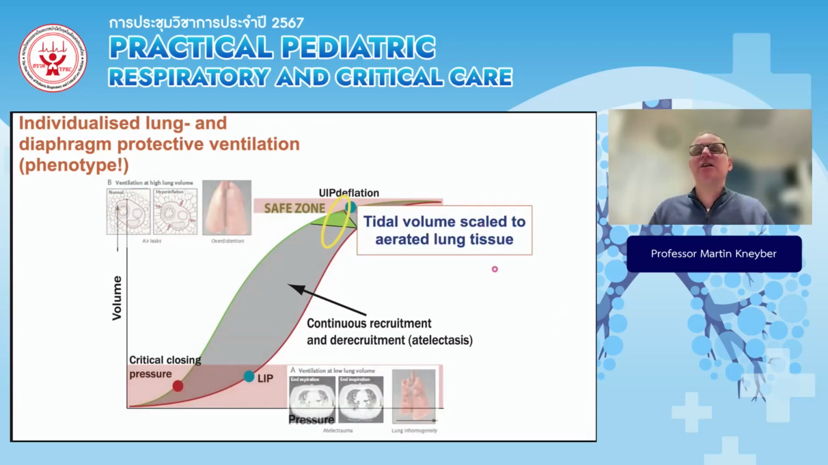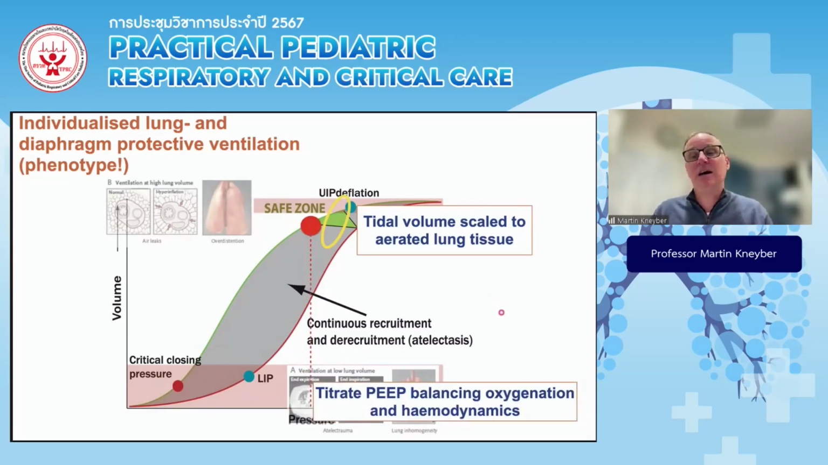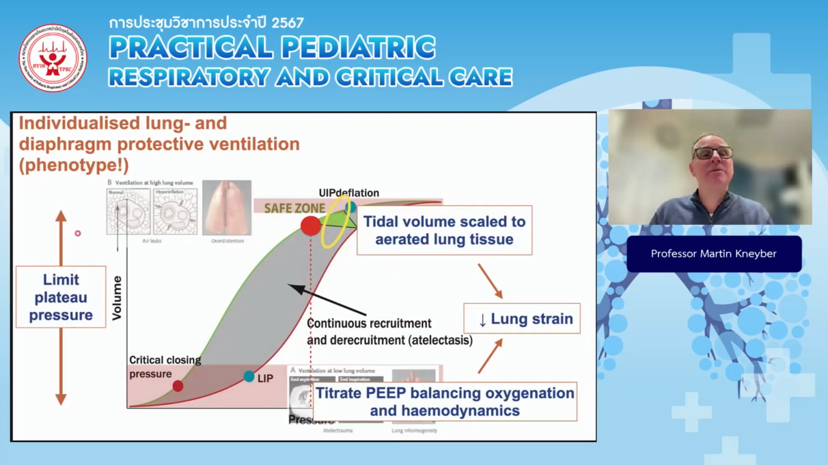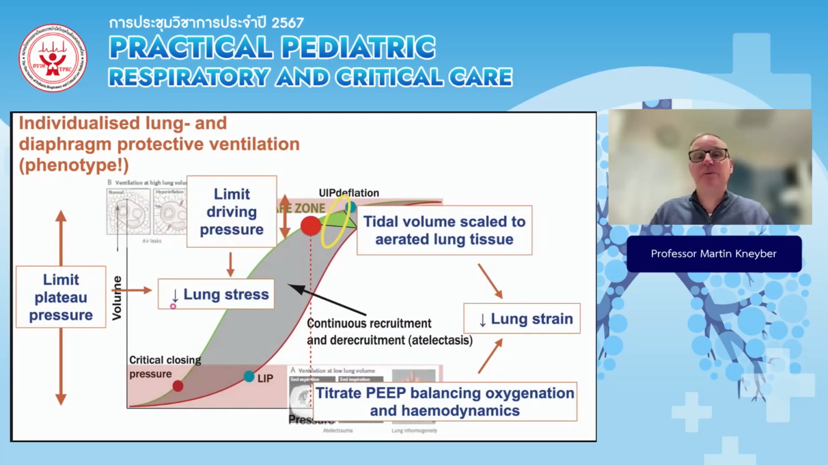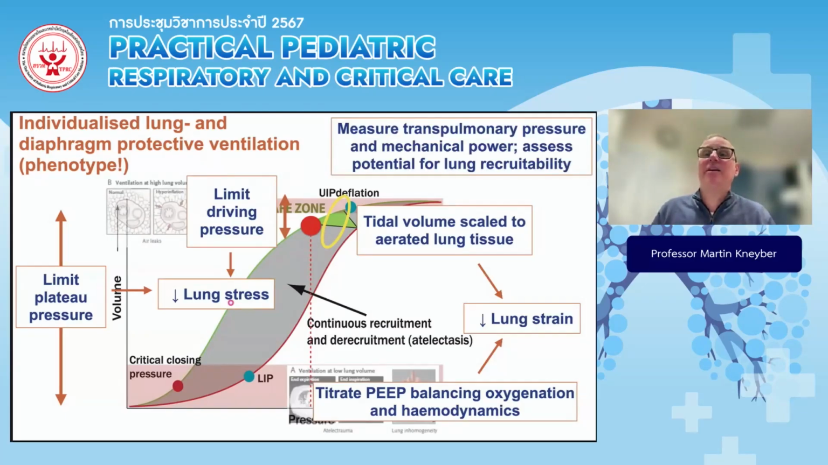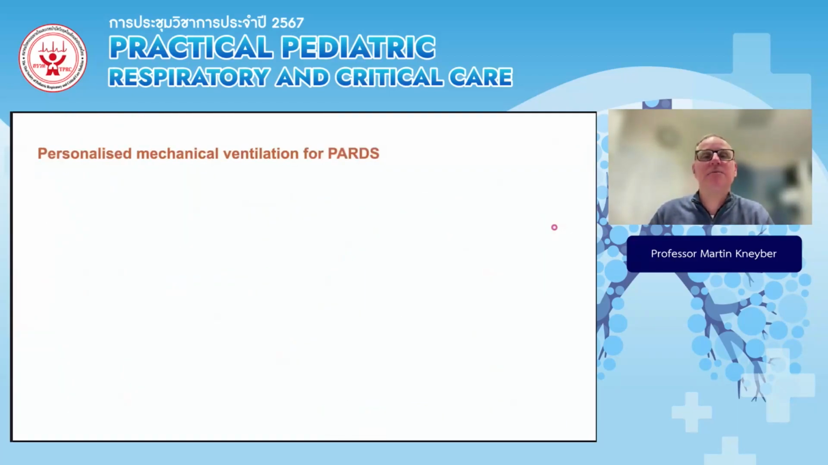So we want to scale our tidal volume to the aerated lung tissue by doing this to the driving pressure. We want to titrate our PEEP, balancing oxygenation and hemodynamics. And by doing this, we reduce lung strain. We limit our plateau pressure. We limit our driving pressure. And by doing this, we limit our lung stress. And there was no time to talk about that, but we measure transpulmonary pressure and we measure mechanical power, as mechanical power is an integrative summary of all the components of ventilator-induced lung injury, and we assess potential for lung recruitability. So really individualizing what is going on in our patients.